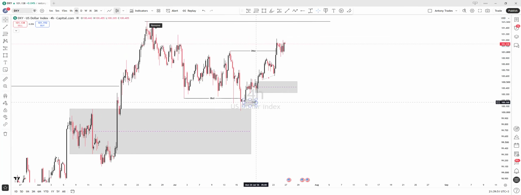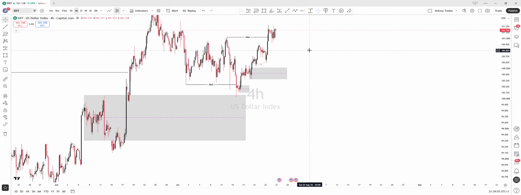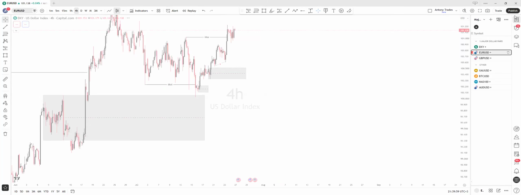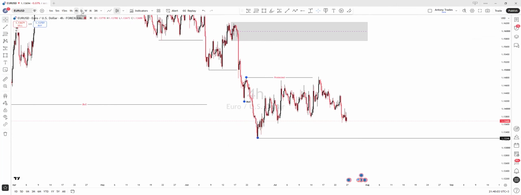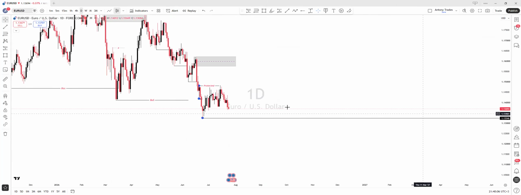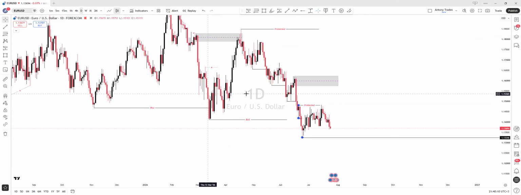So now, since we know that the DXY is bullish, we are expected to be bearish on EURUSD and the GBPUSD. Now let's proceed to the EURUSD and see what the EURUSD is having. All right, so I'm going to start my analysis from the daily time frame. Since we have done that from DXY, we can just start from the daily time frame.